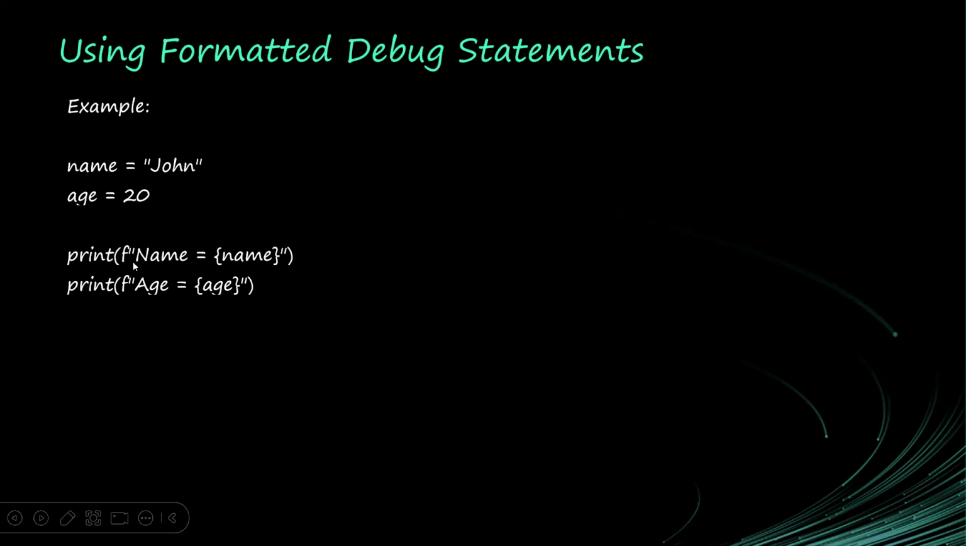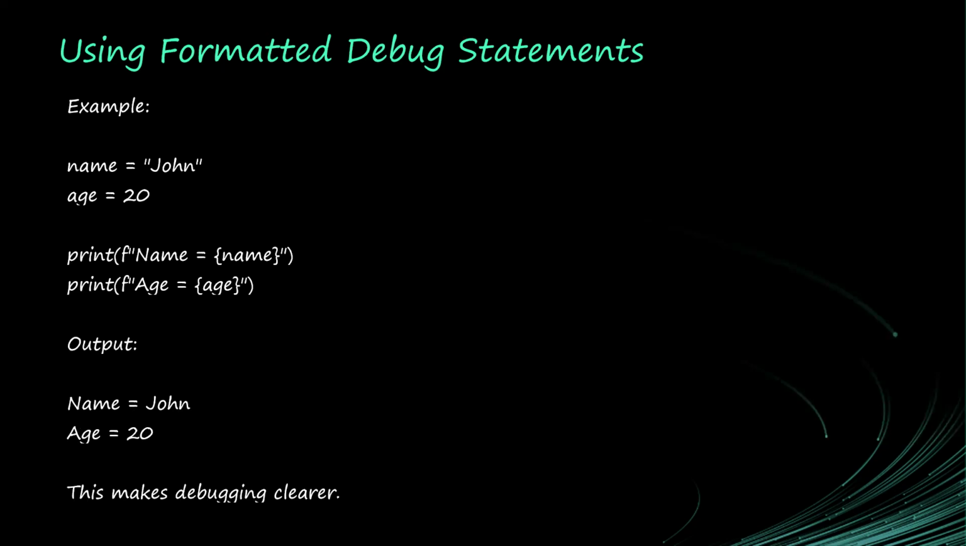I believe you know this formatting string. I have taught you this. So you can use this thing to print out the variable name and their value so that you will know exactly what is happening. These are very simple things to do. You're just using the print statement. So this makes the debugging very clearer.